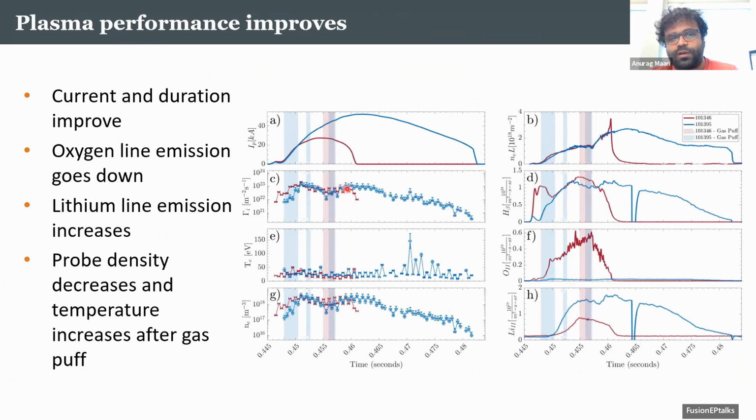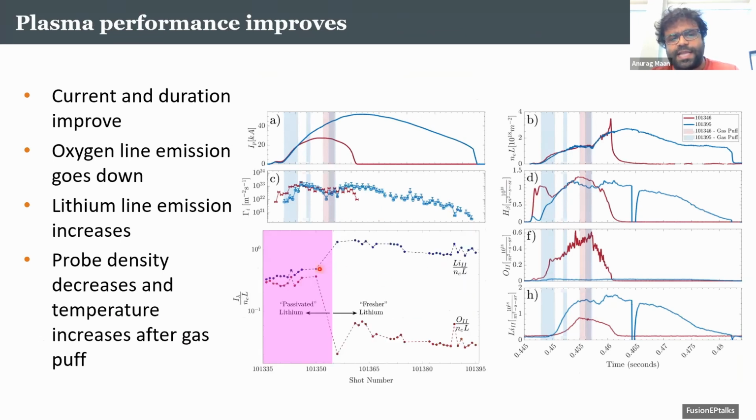We also saw that towards the end of the shot, as you eliminate gas puffs, the density goes down and the temperatures go up, which is consistent with the edge heating up. This density decay, the drop in oxygen emission, and the rise in lithium emission was pretty consistent. There was a sharp decrease after lithium coatings, even if the lithium coatings were a week old, and it kind of stayed that way for a while.